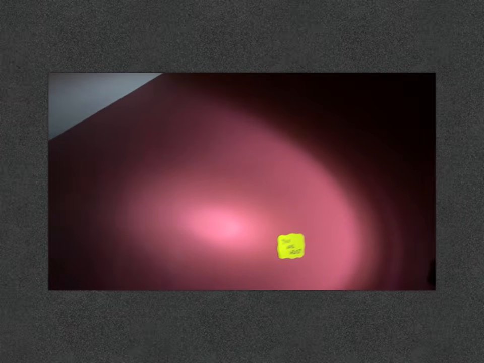And the only thing that changed was the angle. It's now indirect light instead of direct light.